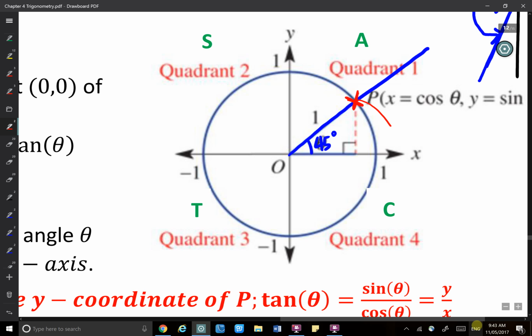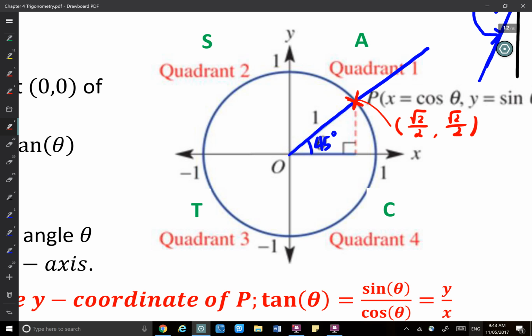The point of intersection of the 45-degree angle line and this unit circle will meet at √2/2 and √2/2. This is given to you; you're not asked to find it. So I tell you I draw a 45-degree angle line and it meets the unit circle at the point √2/2 and √2/2.